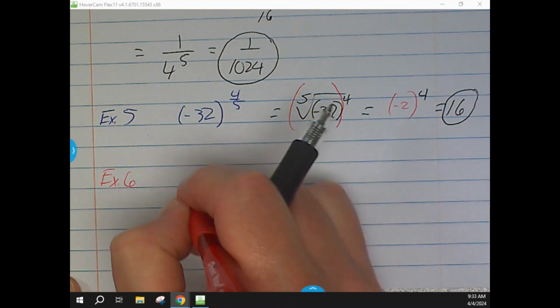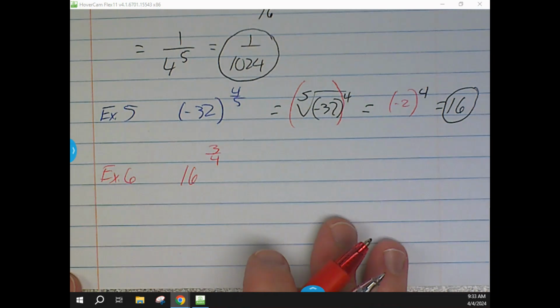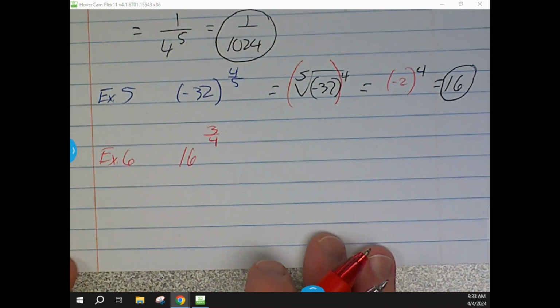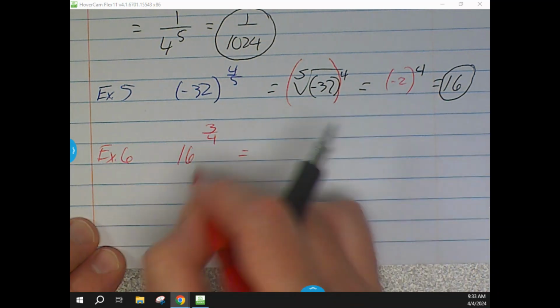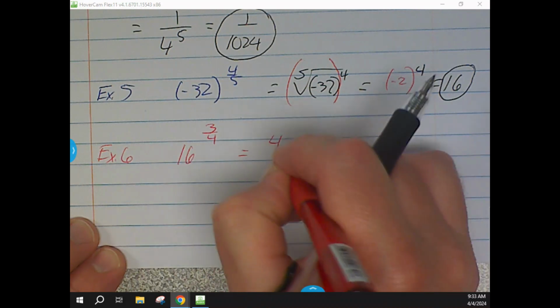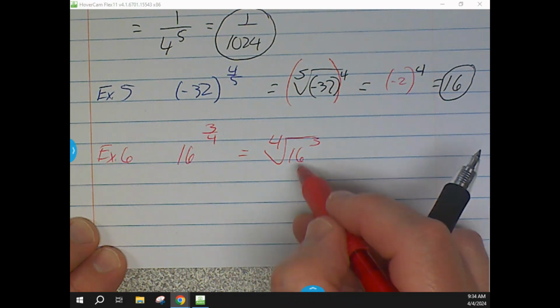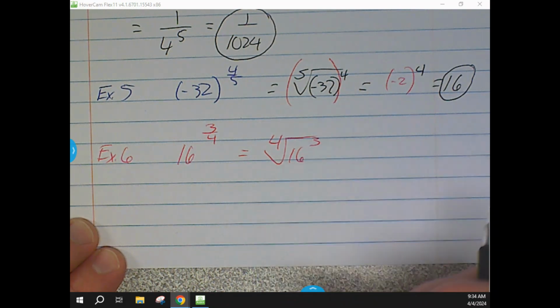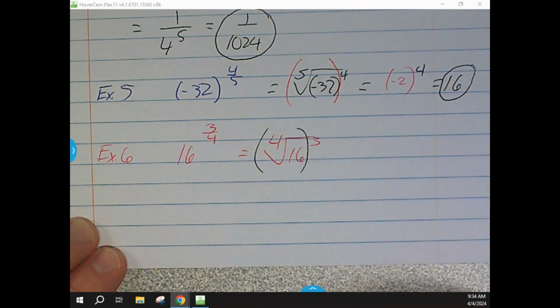All right, this one's a little bit shorter. We've got 16 to the 3/4 power. If that doesn't make any sense how it's written, rewrite it in this form. I don't think anybody knows what 16 to the 3rd power is. I don't know what it is. But if you look at the 4th root of 16, that's just 2, right?